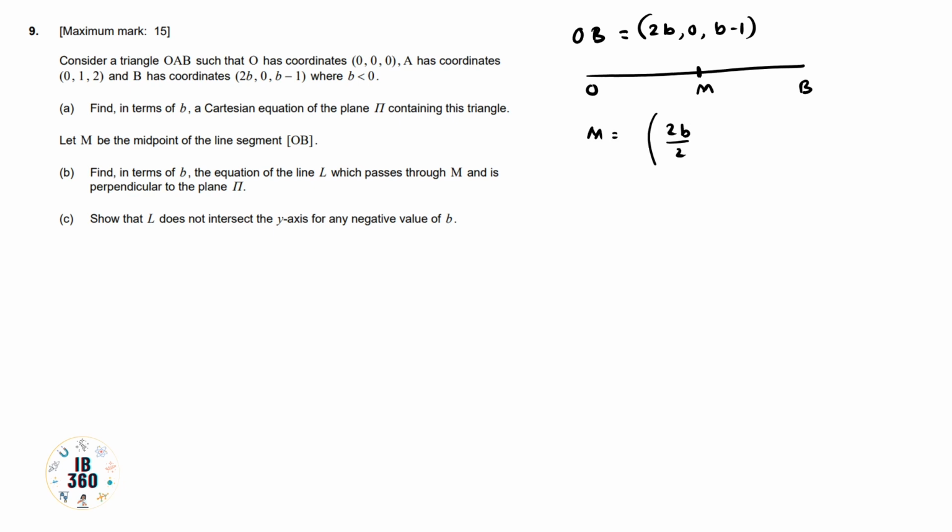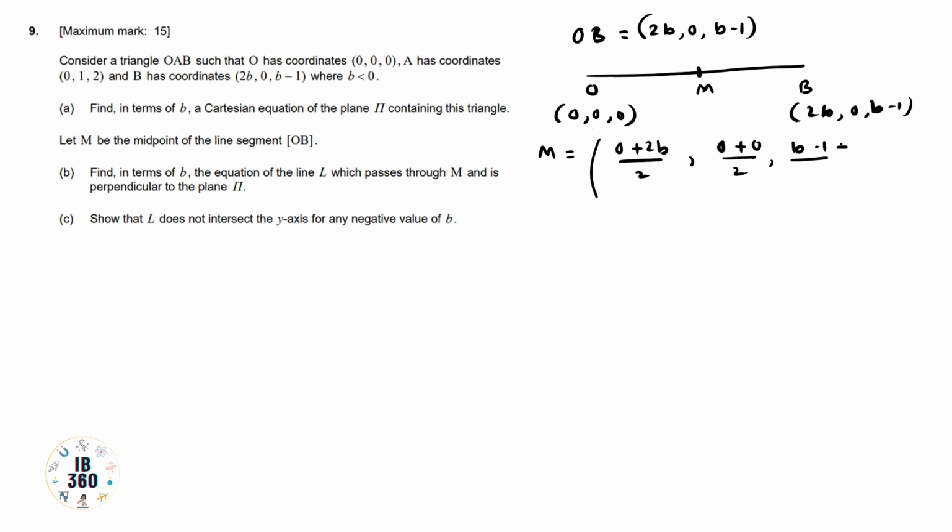Let me elaborate the complete process, then you will understand each and every fact. Here it is 0 comma 0 comma 0 and it is 2b comma 0 comma b minus 1. Now we are trying to find the coordinate of M. So the coordinate of M is 0 plus 2b divided by 2 comma 0 plus 0 divided by 2 comma b minus 1 plus 0 divided by 2. So ultimately the coordinate of M is 2b by 2 comma 0 comma b minus 1 divided by 2. So it is b comma 0 comma b minus 1 divided by 2.